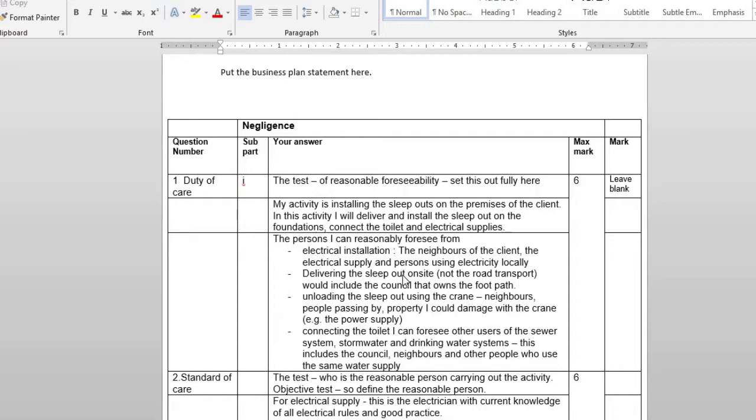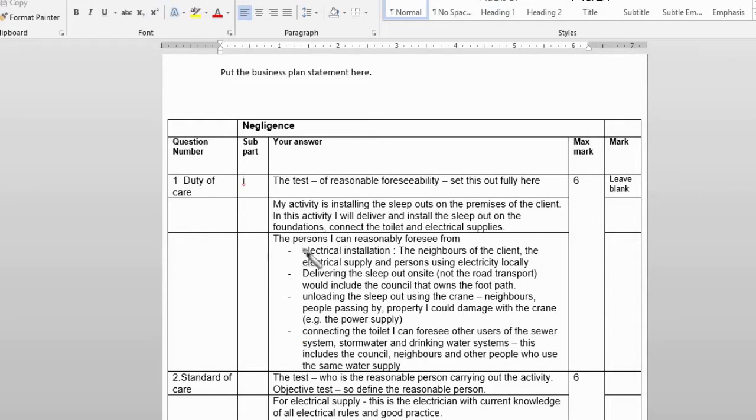So what am I doing? I'm delivering the sleep outs, so I might owe the council a duty of care in relation to the footpath. Moving down through here, I'm unloading the sleep out using a crane, so people passing by, I could damage things such as the power supply. Connecting the toilet, I could foresee other users of the sewer system, stormwater and drinking systems, councils, neighbours and other persons. So it could be a lot of expense involved with any of those.